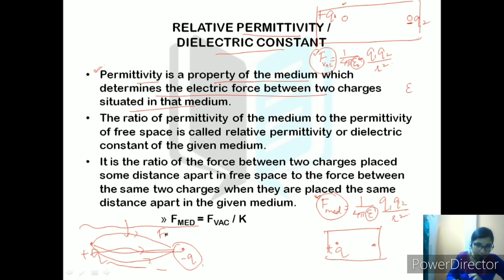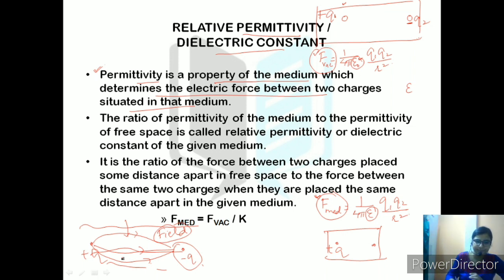What is reduced? The field is reduced. Some of the electric field lines will be absorbed, so the number of field lines will decrease. Fewer field lines means the strength of the electric field will be less, and a weaker field means the force acting between them will be lesser. Understood? So when the medium is present, the field is decreased. How it decreases, we will see afterwards in the next chapter. The field decreases, so the force acting between them will change.